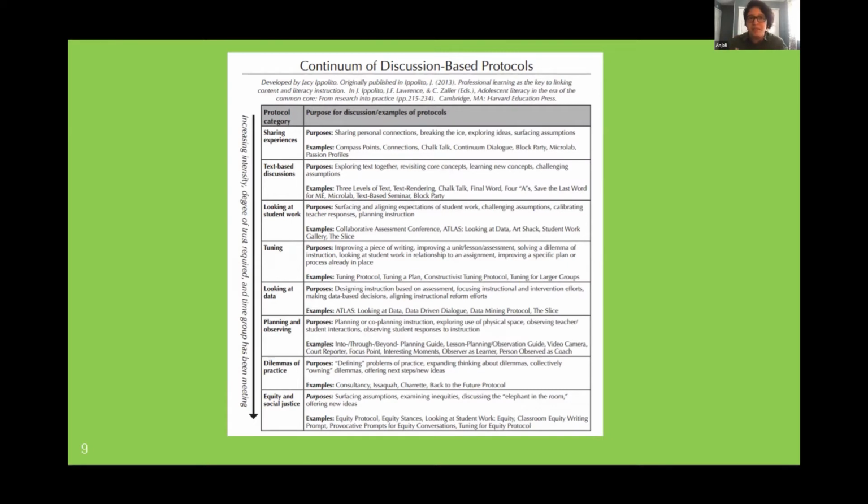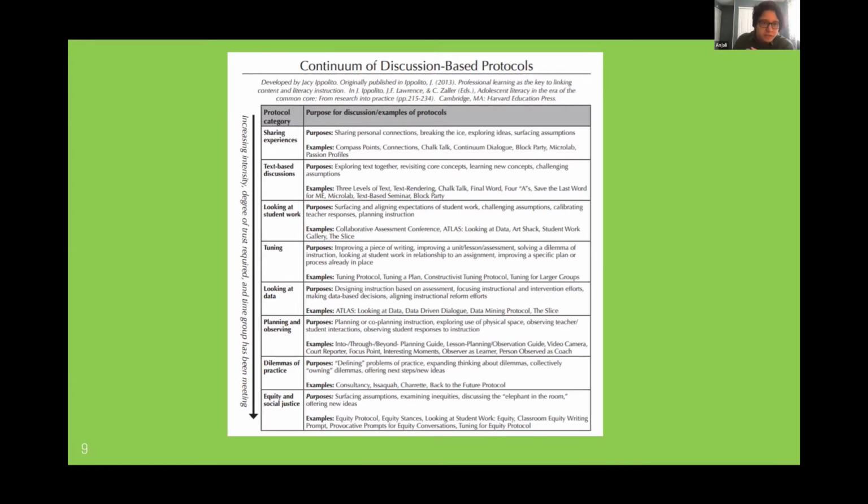Also, depending on the dilemma that you're talking about, you want to choose a protocol that fits that dilemma. And that's the role of the facilitator of the group. I should also say that most protocols have a facilitator and a presenter. The presenter brings the dilemma to the group. The facilitator facilitates the conversation around that dilemma.